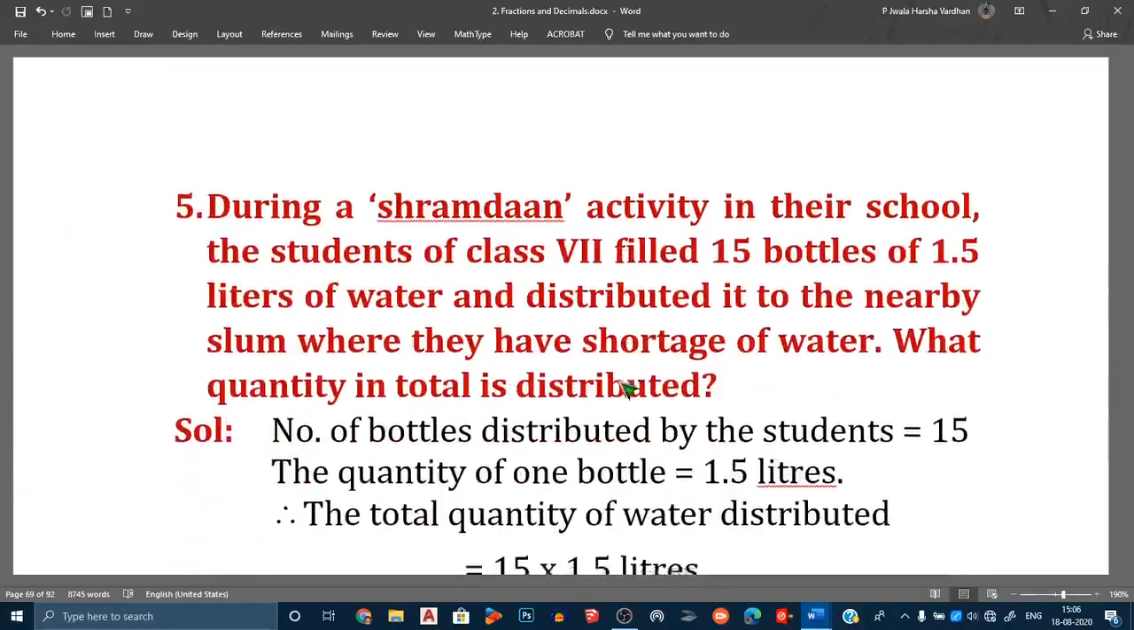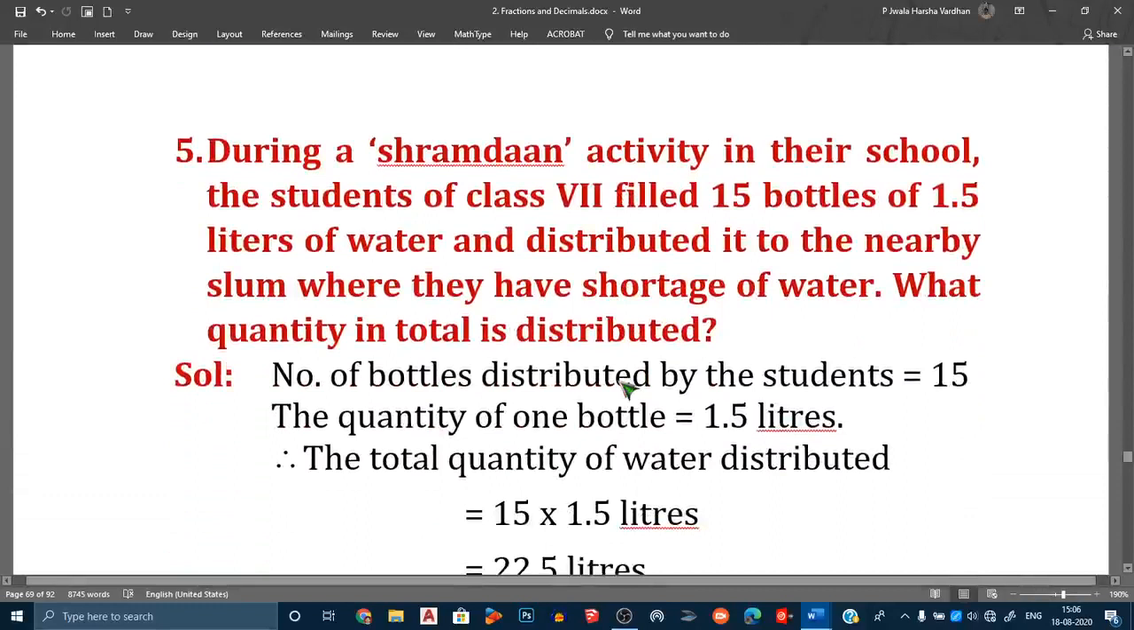Next, last problem in the multiplications. During a Shramdan activity in their school, the students of class 7 filled 15 bottles of 1.5 liters of water and distributed it to the nearby slum area where they have a shortage of water. So what quantity in total is distributed? It's a very easy problem. 15 bottles of 1.5 liters they distributed, which means you have to multiply these 15 bottles with the 1.5 liters to find out how much water they distributed.